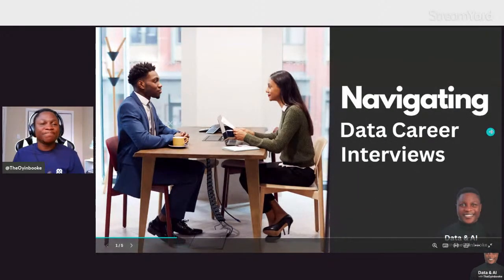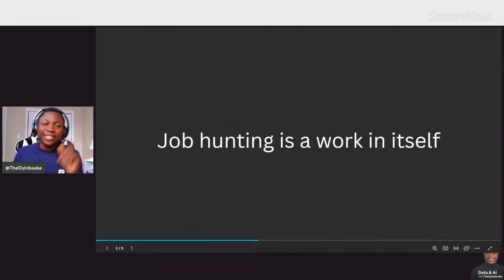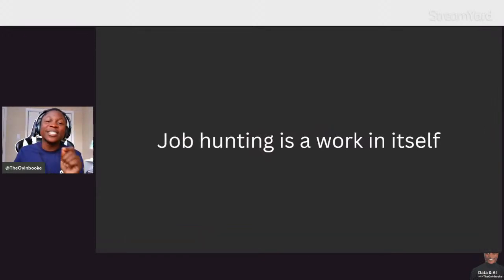But just before that, note that job hunting in itself is work, and it has a skill. So there's a process for you to job hunt, which is not just cold email or just reaching out to people in their DM or just applying to jobs. That's not where it stops. It starts from how you get people to notice you and invite you for an interview.